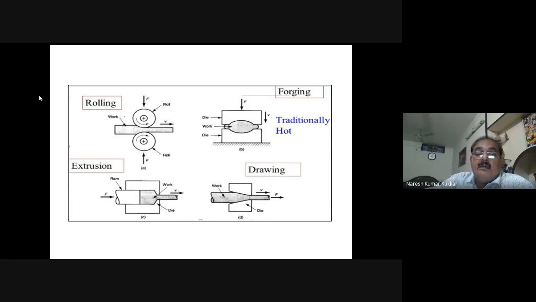Fourth is drawing. After extrusion comes drawing. Drawing is also pushing the same thing by applying a force. Now the die is moved toward the work to create a desired shape. So these are the four forming processes.